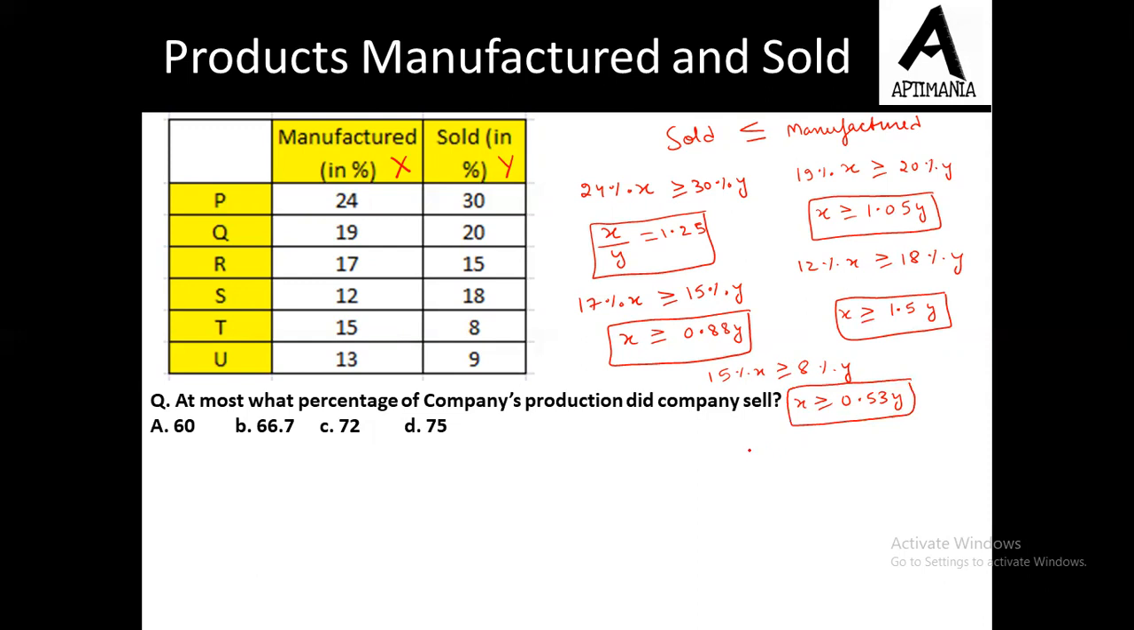And last, 13% of X must be greater than or equal to 9% of Y. So from here, X should be greater than or equal to 9 by 13. 9 by 13 is approximately 0.7 Y.